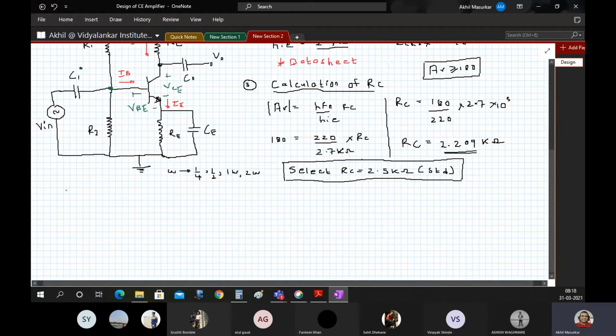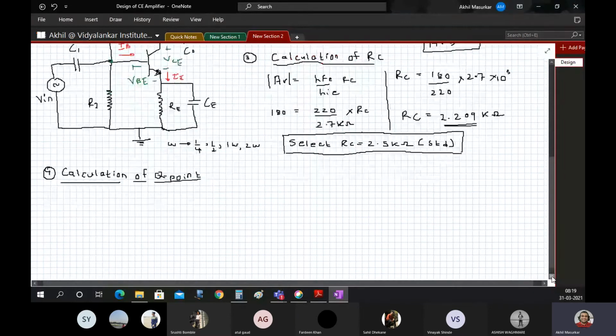So let us write here the fourth step, that is calculation of Q point. Please note these steps very properly, because this comes for 10 marks in the exam. Okay, calculation of Q point.